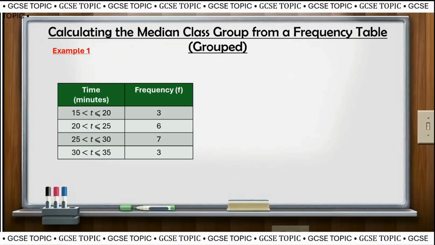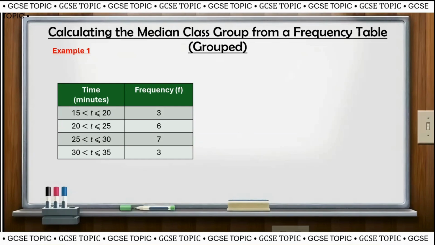Welcome to MrKhanMaths, and in this video, we will be working on a popular examination topic on how to calculate the median class group from a frequency table. Due to the data being continuous, our data is presented to us in class groups or intervals, as they are also known. Class groups and class intervals are the same thing.